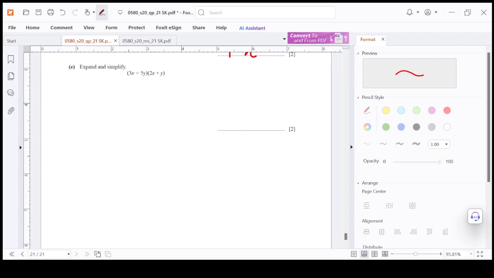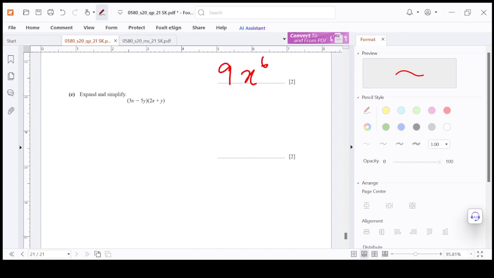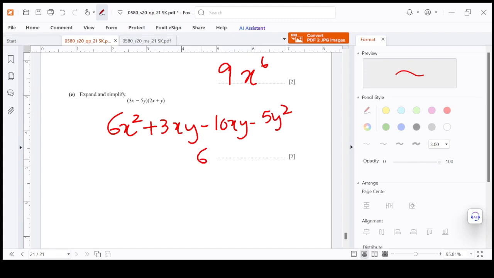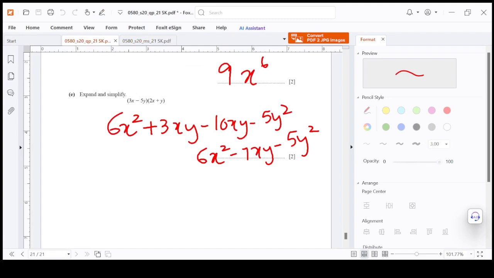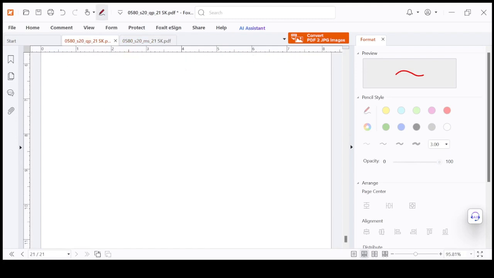Okay, next is expand and simplify. So we just open the brackets. We get 6x squared plus 3xy minus 10xy minus 5y squared. Simplified, this gives us 3x squared minus 7xy minus 5y squared. Let's check. That is correct, and that brings us to the end of the paper.